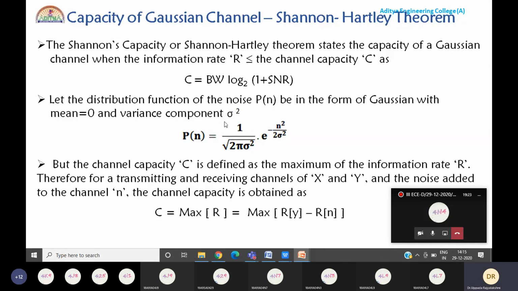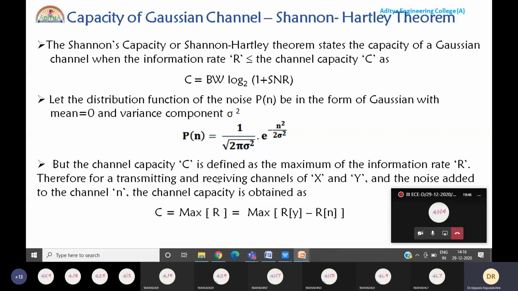So here we are defining the distribution function of the noise, P of n, in the form of a Gaussian with mean 0 and variance sigma square. P of n is equal to 1 by root 2 pi sigma square into e power minus n square by 2 sigma square.